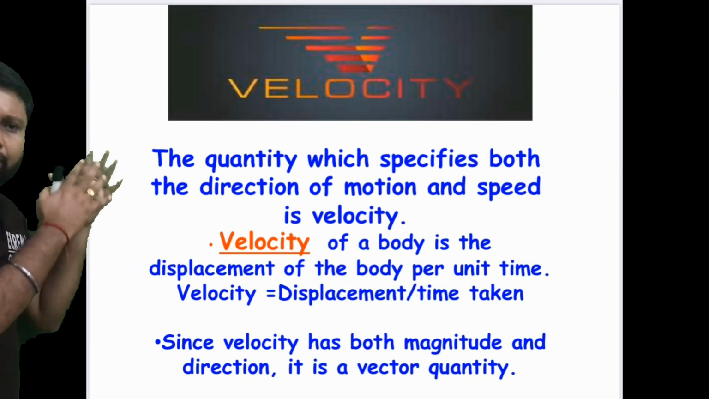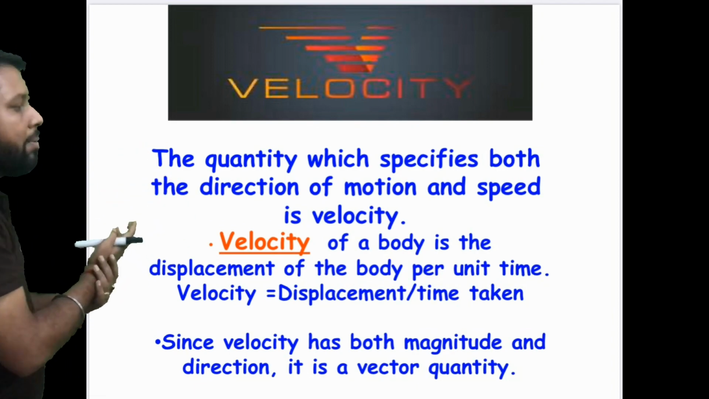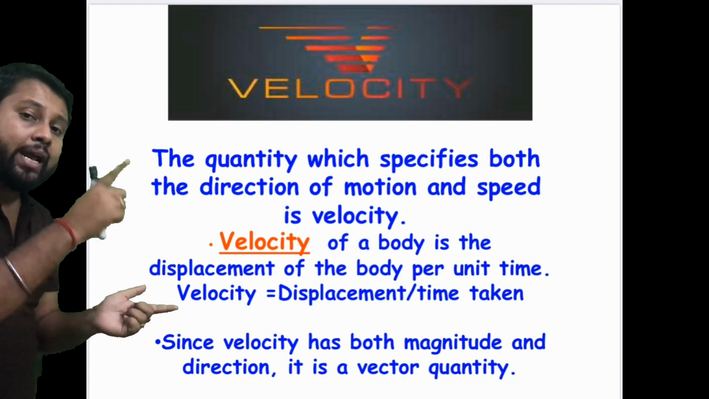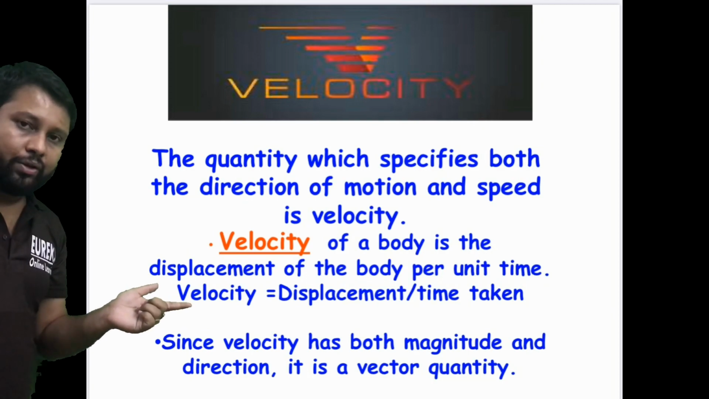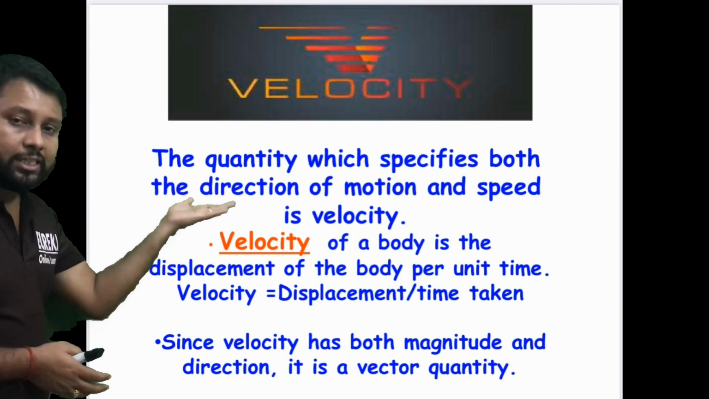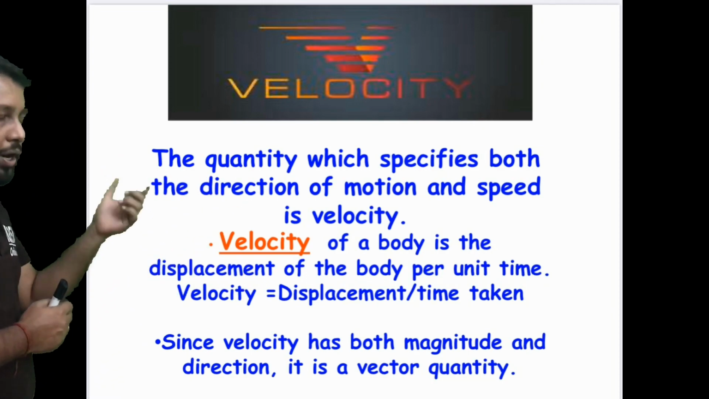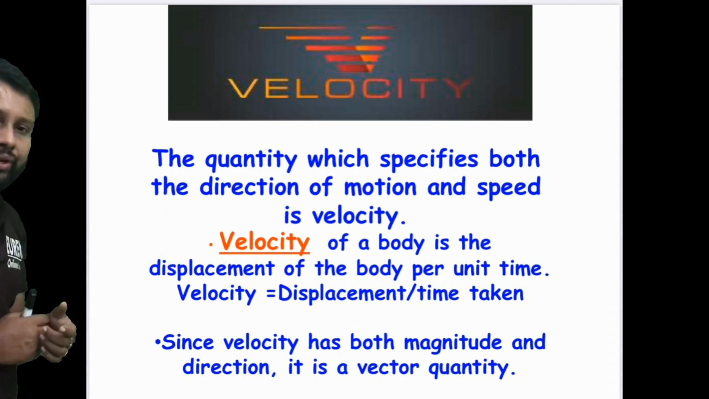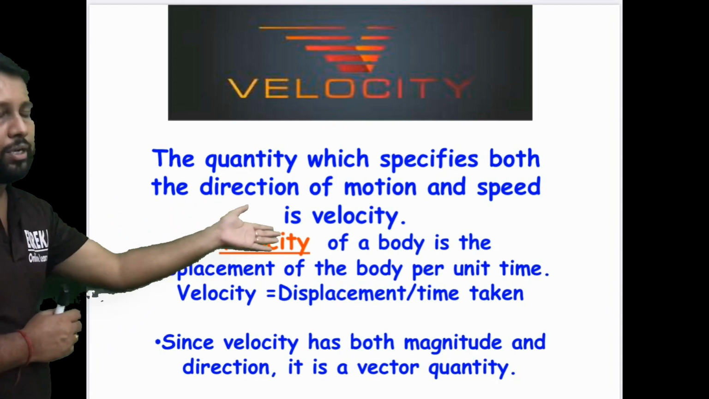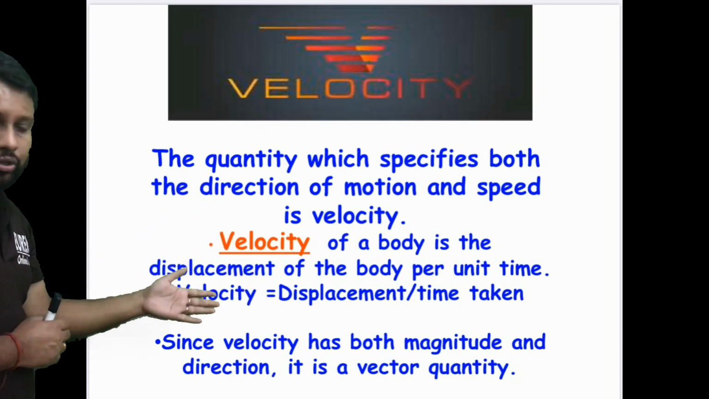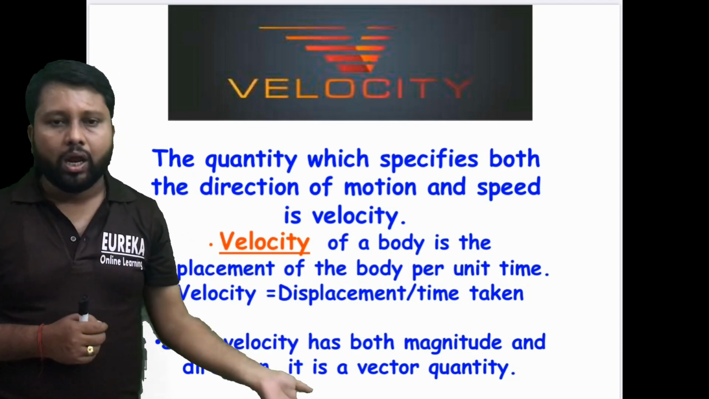Velocity of a body is the displacement of the body per unit time. Speed we have studied, it was the distance per unit time. Here it is displacement per unit time. This point we have to remember. And the formula we know: the velocity's formula is displacement upon time.